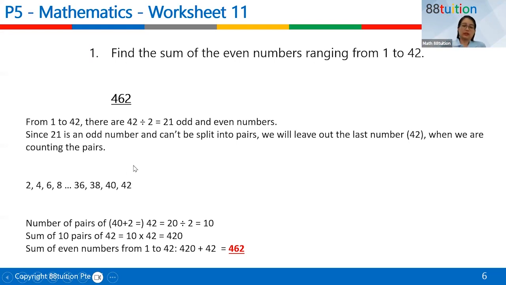Similarly, we can see that 2 and 40 make 42. Okay, this is 42. To save space I usually do one up, one down, but you can do it however you want. This one is also 42, and this one is also 42.